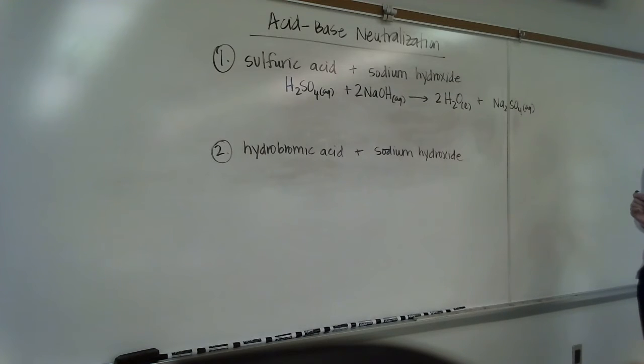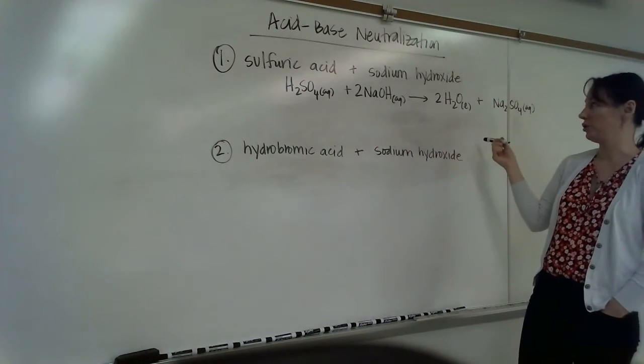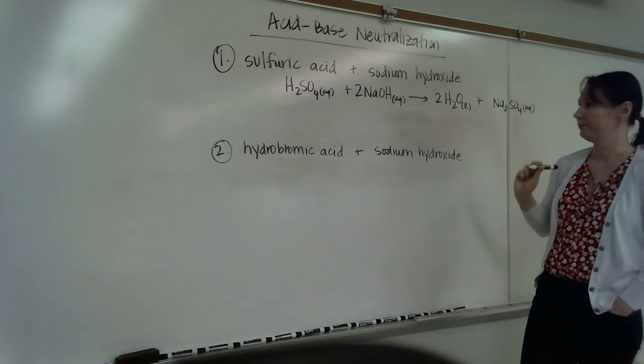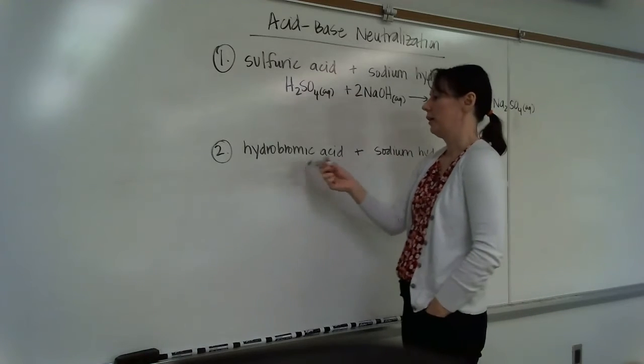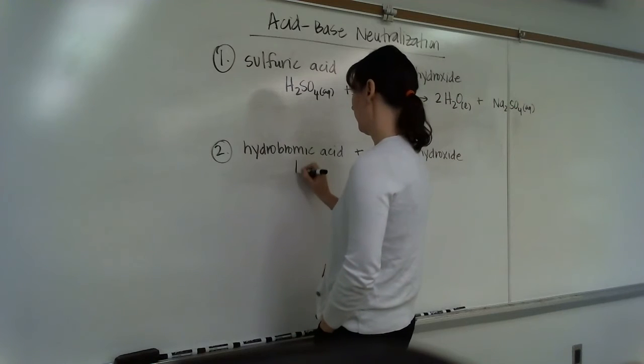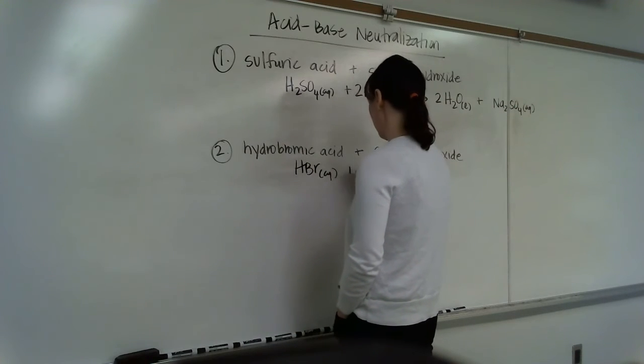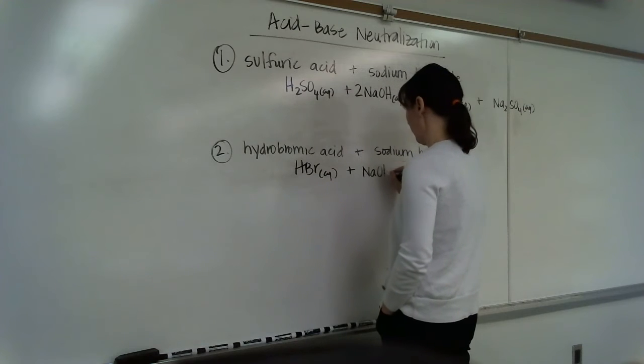It would be H plus OH minus producing H2O. Okay. What's the formula for hydrobromic acid? HBr. And sodium hydroxide is still NaOH. That part hasn't changed.